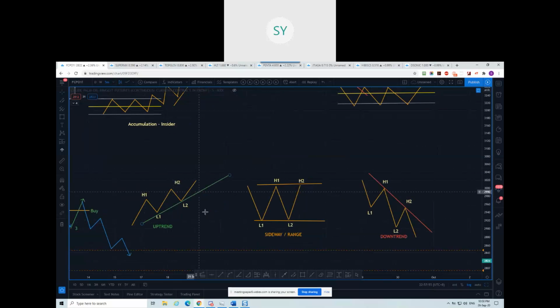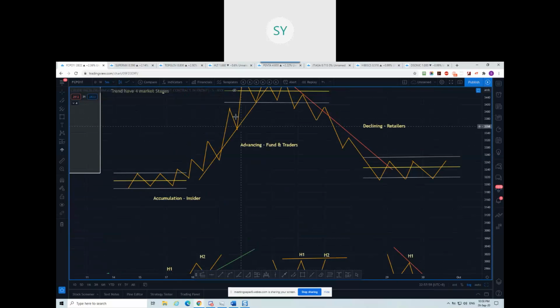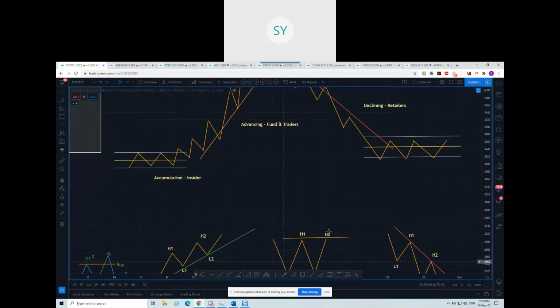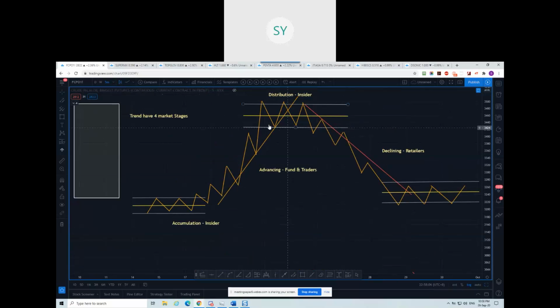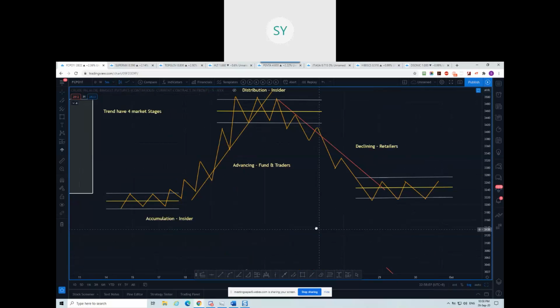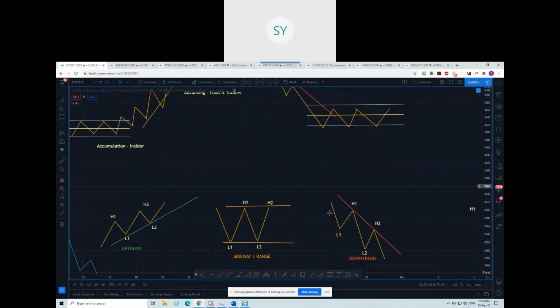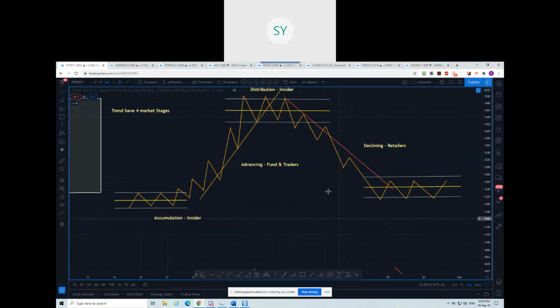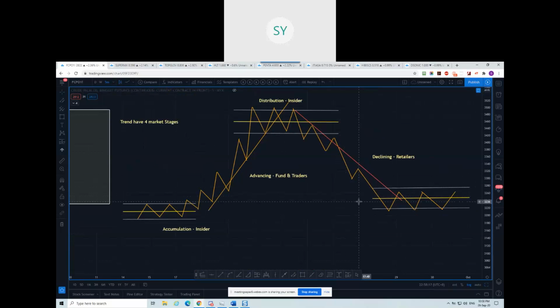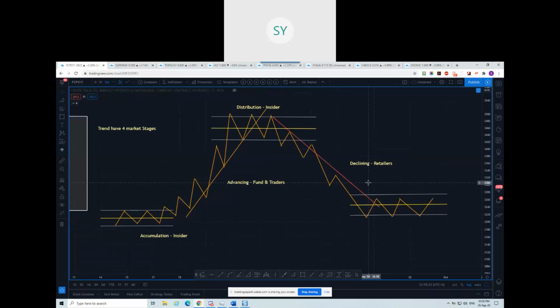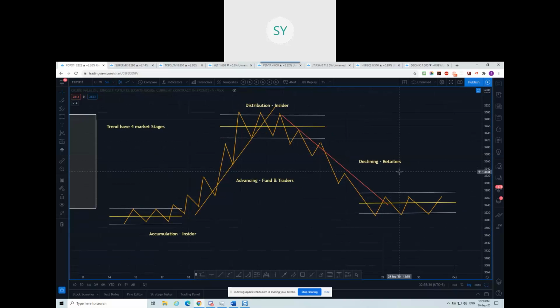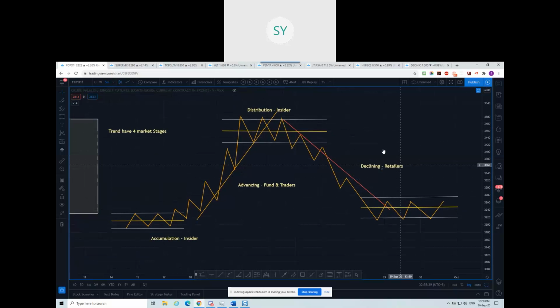You combine the uptrend, then you get an advancing phase. You combine this sideway, then you get an accumulation phase or even a distribution phase. You connect the dots for this downtrend, forming lower low and lower high, you get the downtrending phase of the market stages, and we call it the declining stage, where the traders or retailers lose.